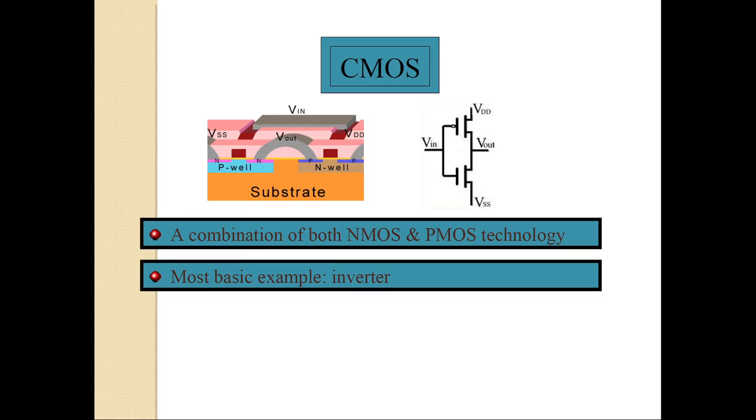So CMOS. If you are combining these two structures, the NMOS and PMOS, then the resultant is my CMOS. Here is my PMOS structure, and here is my NMOS structure. If you are connecting like this, this is my drain, this is my source, and again this is my drain and source.